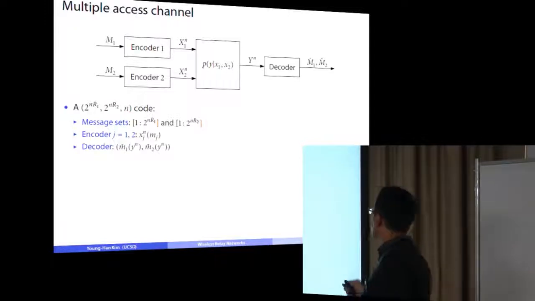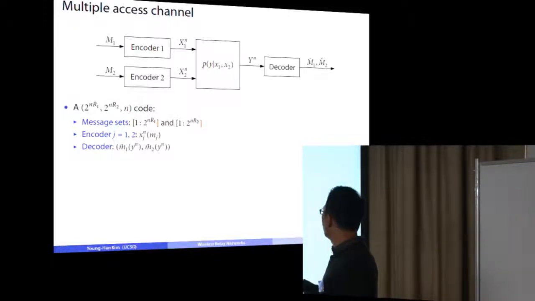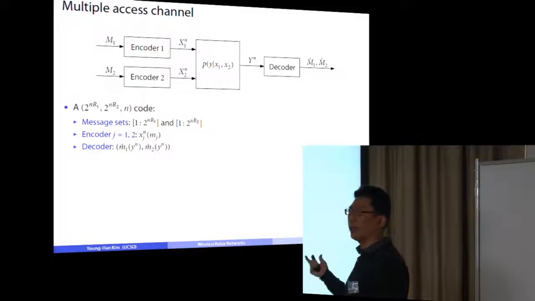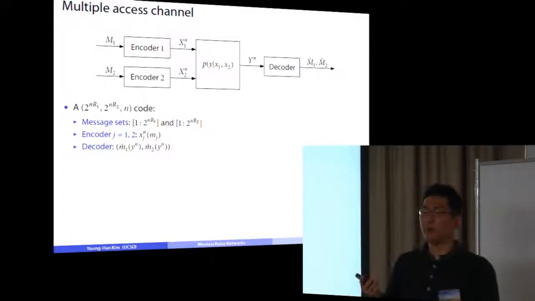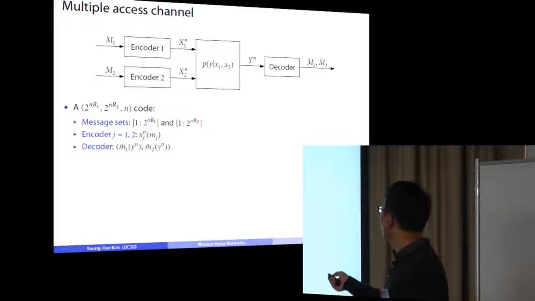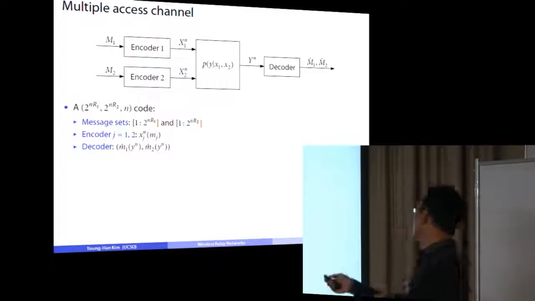We formally define how different nodes work by this code. The rate of communication here is R1 and R2 because we are sending one of 2 to the nR1 messages and one of 2 to the nR2 messages by using the channel n times. The rate of communication is the log of the number of messages divided by the number of transmissions. So log of 2 to the nR1 divided by n is R1, which is the communication rate for sender 1.